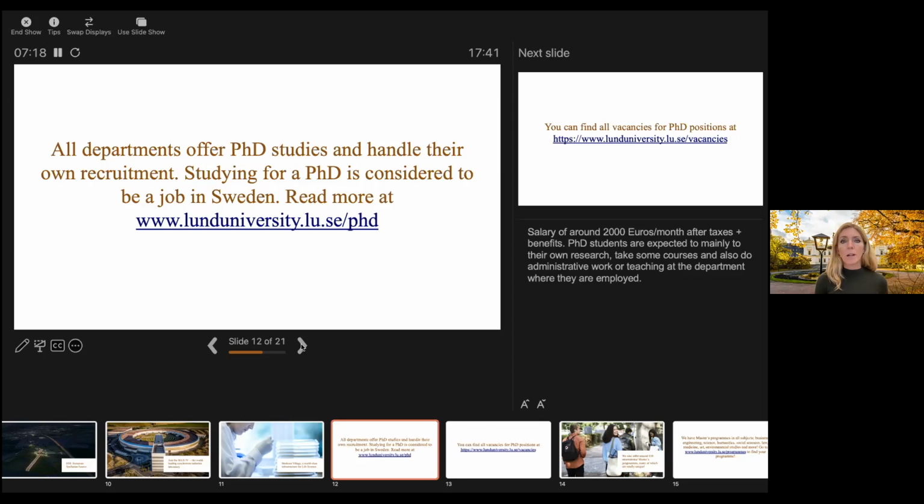So you don't have a regular list of programs or a regular application round as it is for masters, but instead you apply to a specific position at a specific department where you want to work on your research. And you can read a little bit more about PhD studies and how it works and what the syllabi look like and how you structure your studies on the web page that I've linked to here.